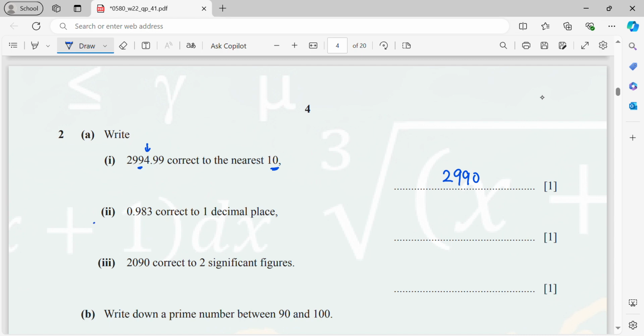Now, part 2, 0.983 correct to 1 decimal place. When rounding to 1 decimal place, I need to refer to the second decimal place. So this value is 8, which is more than 5. Therefore, now you round up. So when you round up, 0.9 becomes 1.0.